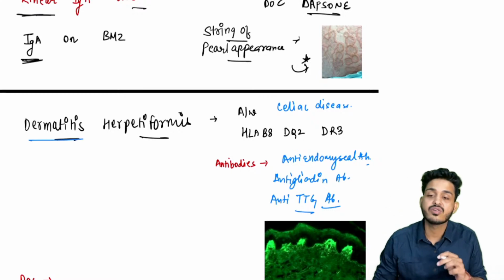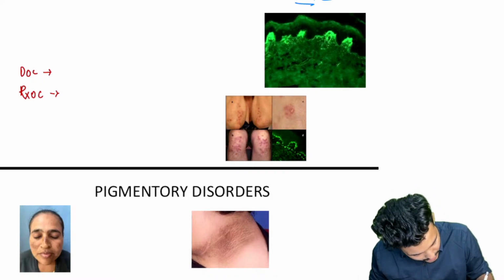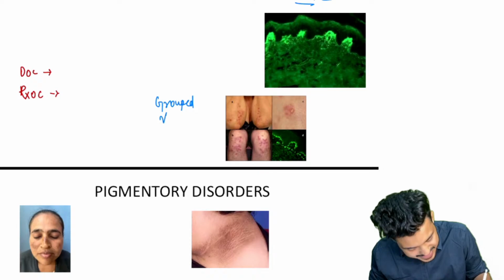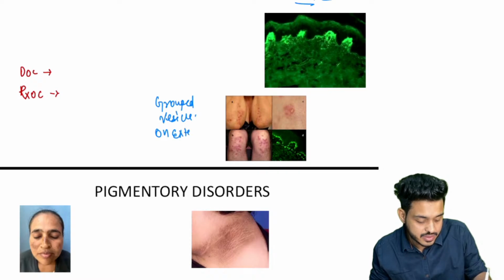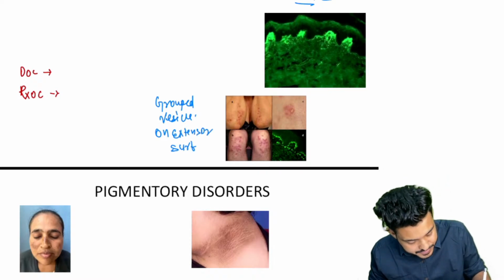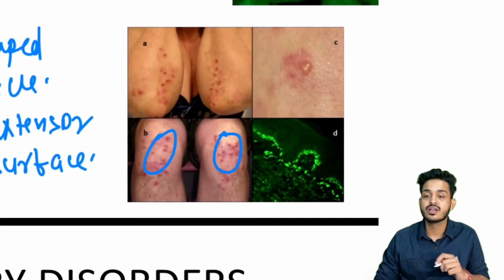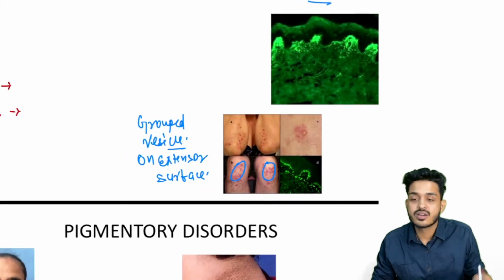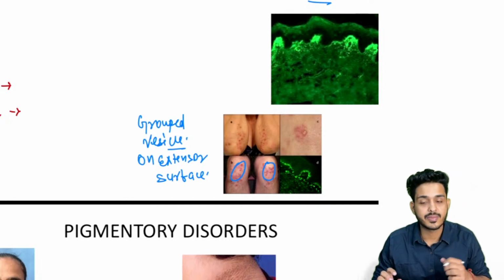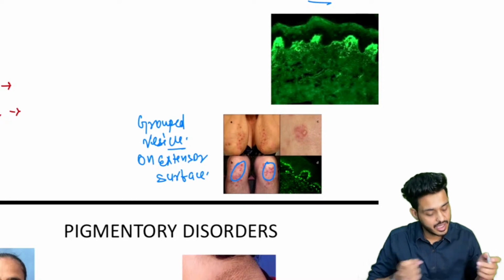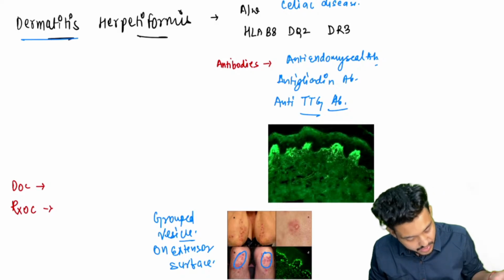In dermatitis herpetiformis, there will be formation of grouped vesicles on extensor surface. So these are the extensor surfaces, and they are having the grouped vesicles. Remember, we have already studied grouped means herpetic, that is why it is dermatitis herpetiformis. Okay, dermatitis means inflammation, herpetiformis means there will be grouped vesicles over extensor surface.